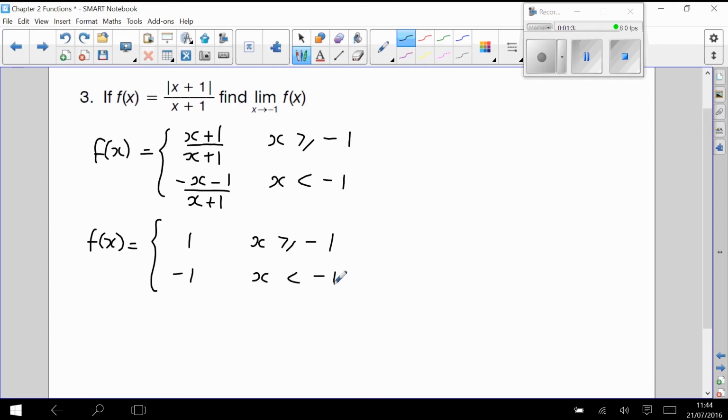So you can see that from the left or from the right, this function is definitely not tending to the same height. It tends to a height of -1 from the left, and it tends to a height of 1 from the right. So here I do not have a limit. In other words, I have a jump discontinuity.